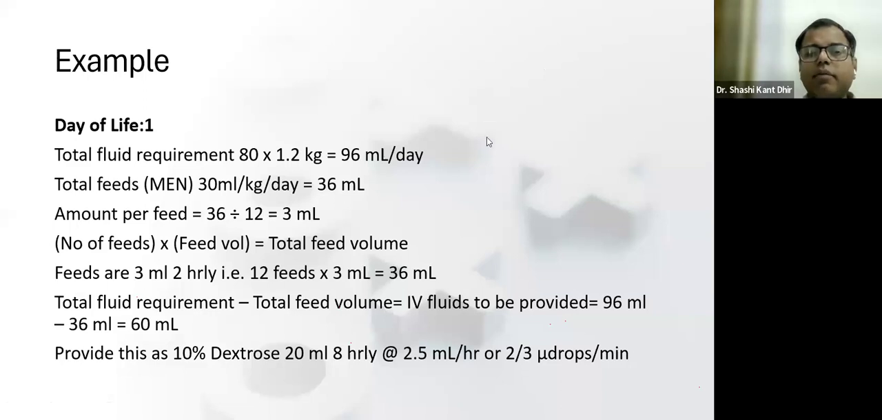So total fluid requirement on day 1 of life is 80 ml per kg. It is 96 ml per day. So if we give 30 ml per kg of minimal enteral nutrition, that comes out to be 36 ml. So we have to deduct this 36 ml from 96 ml. It comes out to 60 ml. So this 60 ml per day is to be given over 24 hours, right?